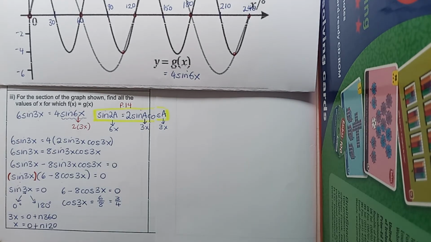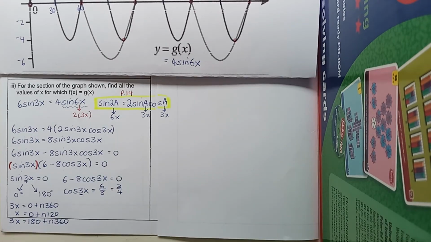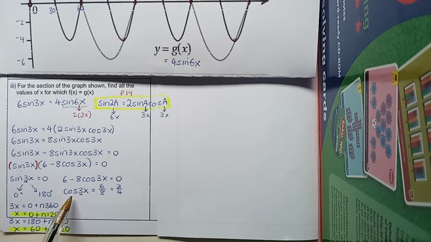I do the same thing with the 180. In that case, 3x equals 180 plus n360, again divide across by 3, x equals 60 plus n120. I'm not finished with these two solutions yet. I'm going to have to put n values in for them in a minute, but I'm going to save that and do that for everything at the end. Okay, so now I've also got cos 3x equals 3 over 4. Clearly here I've got a positive cos value, so I'm going to have to think about which quadrants I should be looking at.